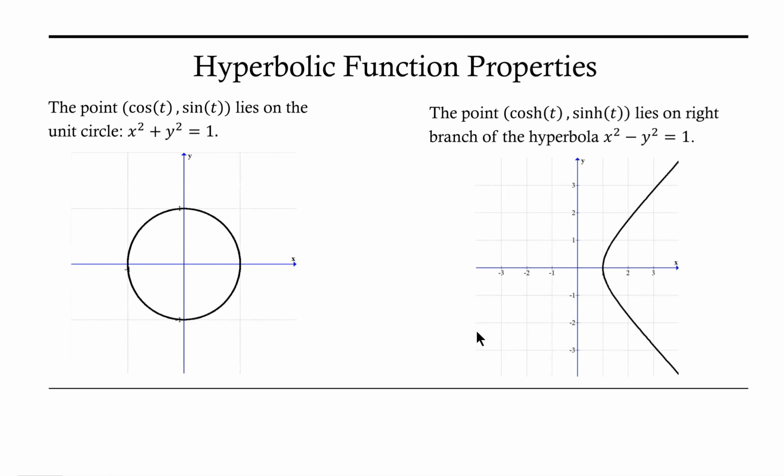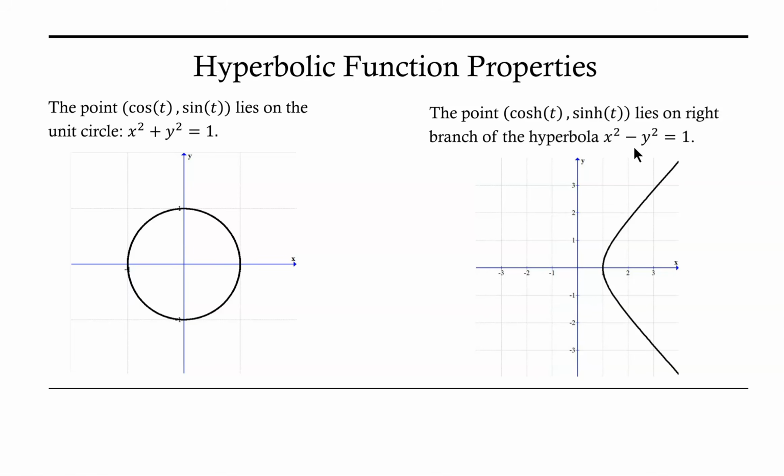Now in trigonometry we learned that the point cosine of t, sine of t lies on the unit circle, which can be described by the equation x squared plus y squared equals 1. Well, there's a similar relationship for the hyperbolic cosine, cosh, and for sinh. And that relationship is that the point cosh of t, sinh of t, lies on the right branch of the hyperbola x squared minus y squared equals 1.